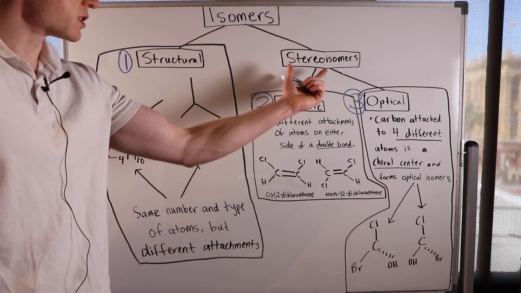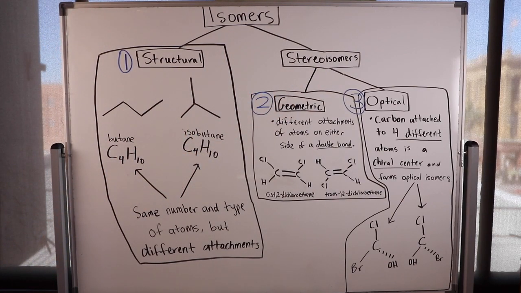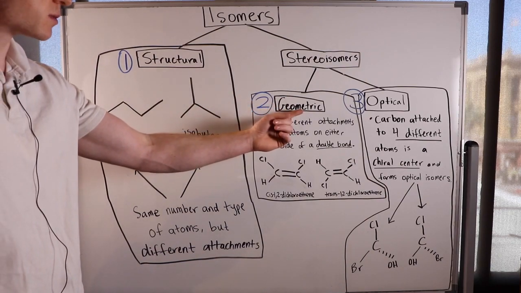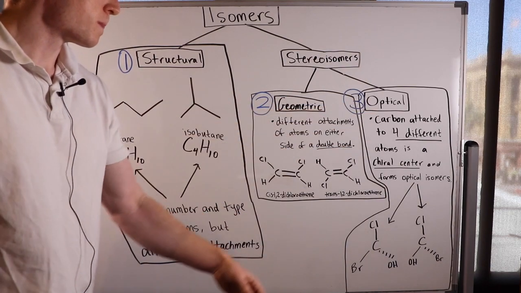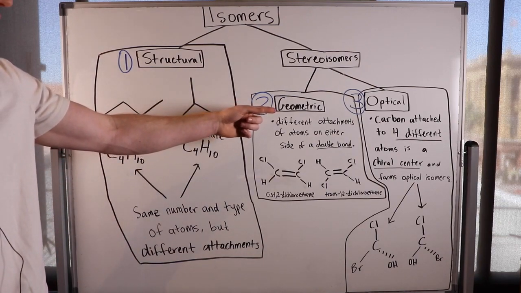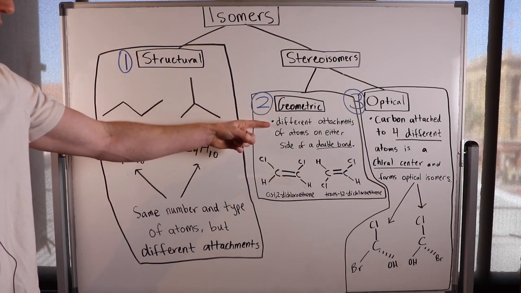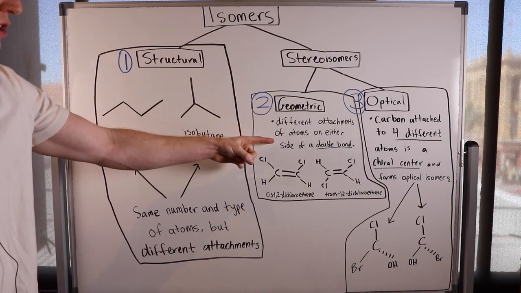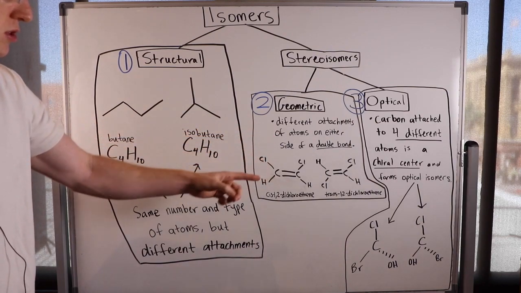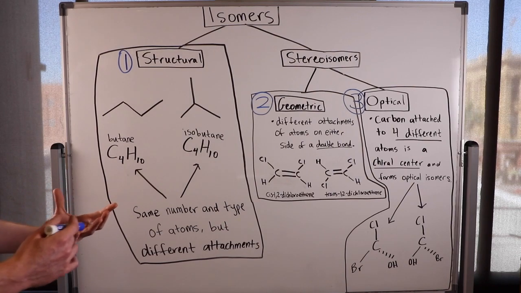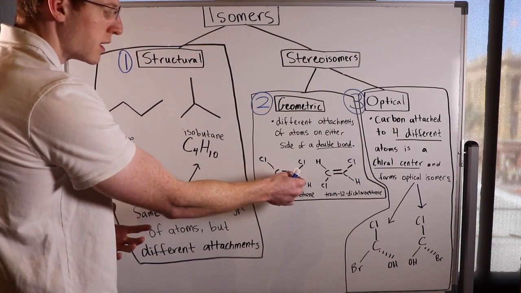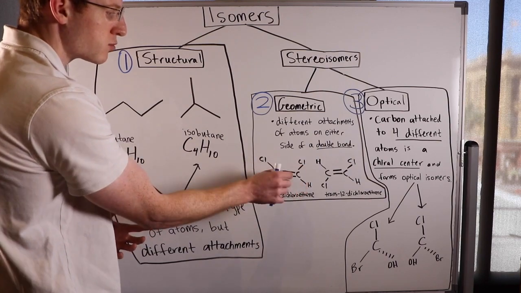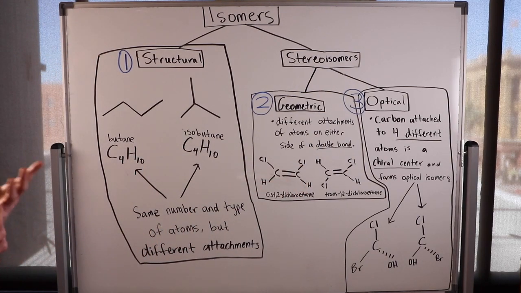The other main class of isomers is stereoisomers, and these are even more interesting because the atoms actually have the same connections, they're just oriented differently in space. So there are 2 types of stereoisomers, geometric and optical. And for this class, what you need to know is that geometric isomers have different attachments of atoms on either side of a double bond. So all the atoms are still connected to the same other atoms, it's just they're on different sides of a double bond. And we know that a double bond can't be rotated because of some orbital principles.